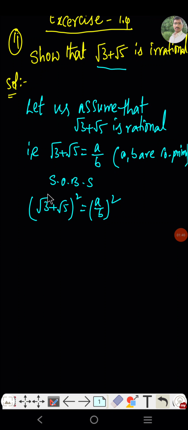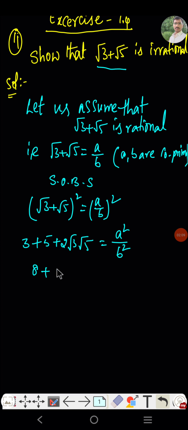Now, squaring. It is of the form a plus b whole square. What is the form of a plus b whole square? a square plus b square plus 2ab. a square means root 3 square; the square root cancels, we get 3. b square means root 5 square; the square root cancels, we get 5, plus 2ab. 2 into root 3 into root 5 is equal to a by b whole square, that is a square by b square. Okay. Now 3 plus 5 is 8, plus 2 root 15 is equal to a square by b square.